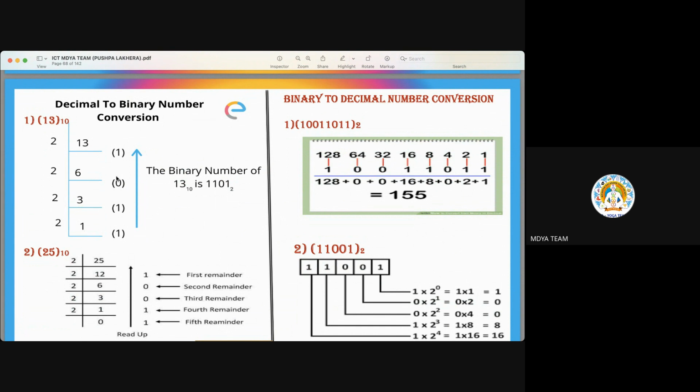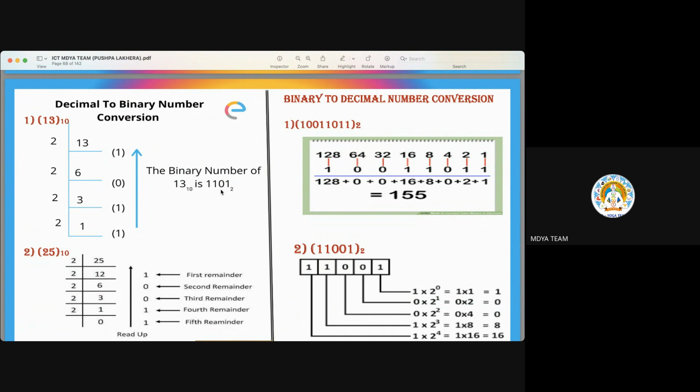So how many remainders have you got till now? After dividing 13 by 2 continuously, 1, 0, 1, 1. Now how to write it? This is the least significant bit and this is the most significant bit. So you have to write like this, from down to up. So 1, 1, 0, 1, right? You have to write from downwards to upwards like this.